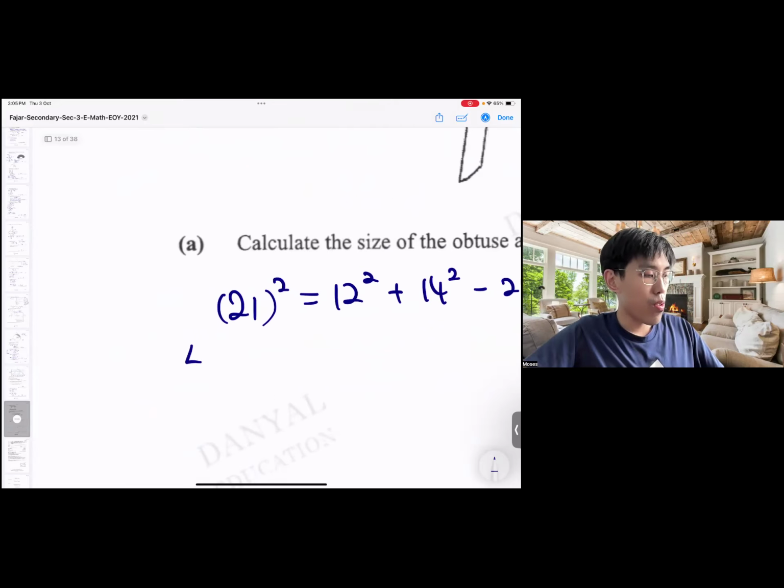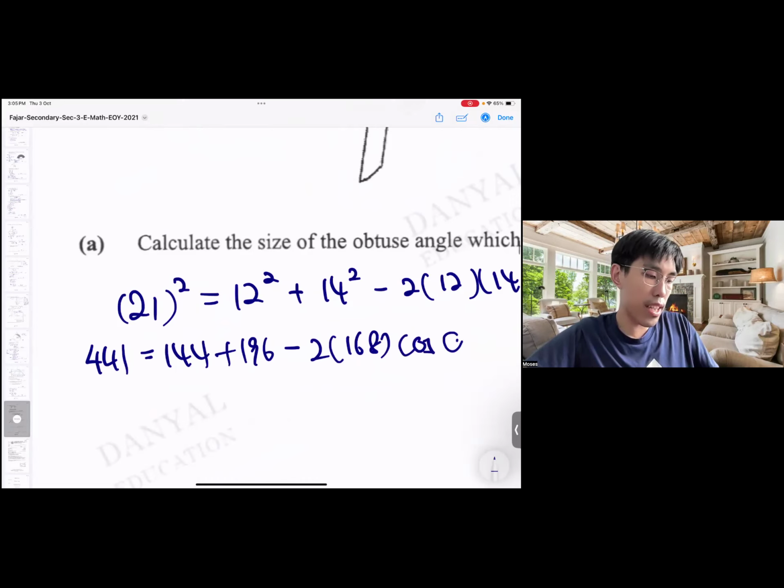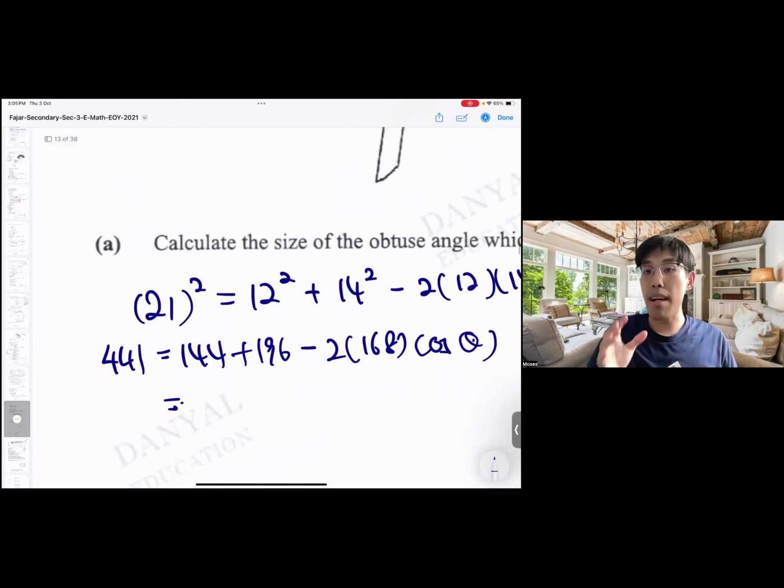Okay, so 441 equals 144 plus 196 minus 2 times 168 cosine theta. So once again, you see, I want to simplify my calculations on paper as much as I can before I key into the calculator. Because the more you press on the calculator, the slower you get.